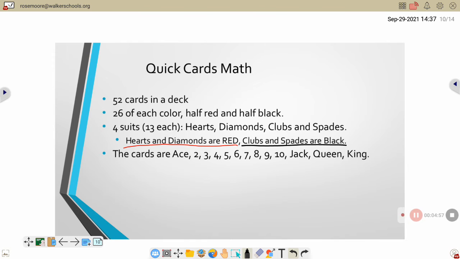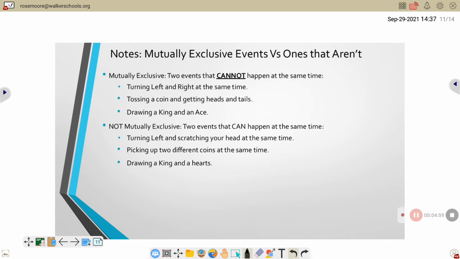Now for the important thing we're talking about today. We're going to be talking about two kinds of events. There are mutually exclusive events. So think about when someone is exclusive. That means they're alone, they stand apart. So these are two events that cannot happen at the same time. An example of a mutually exclusive event would be turning left and right at the same time. You cannot do this. I cannot physically make myself split into two people. Another example of mutually exclusive would be tossing a coin and getting heads and tails. You will either get heads or you will get tails. You will not get both.